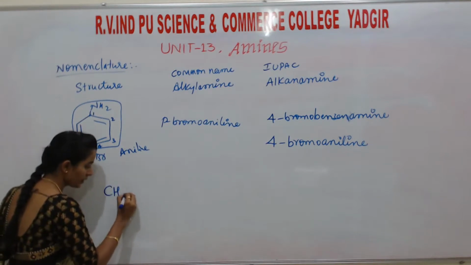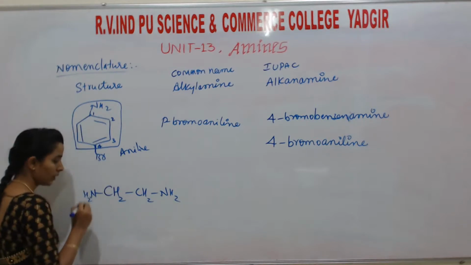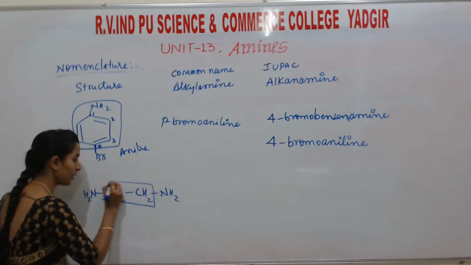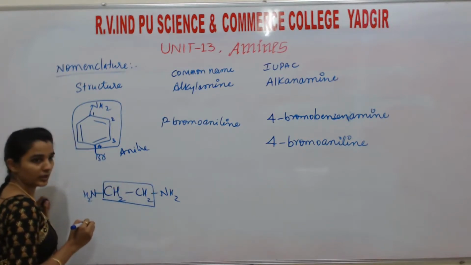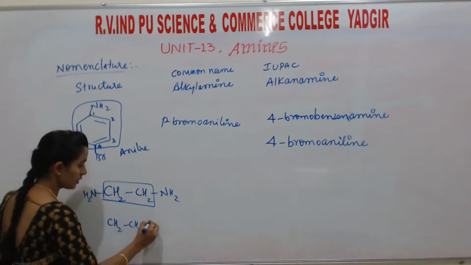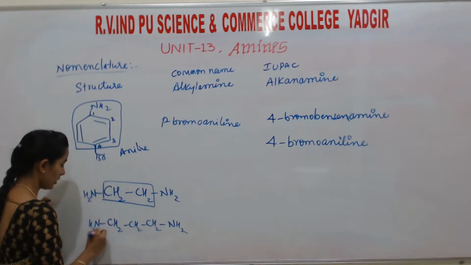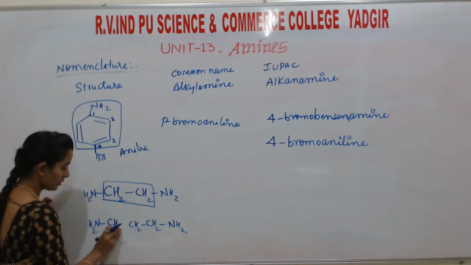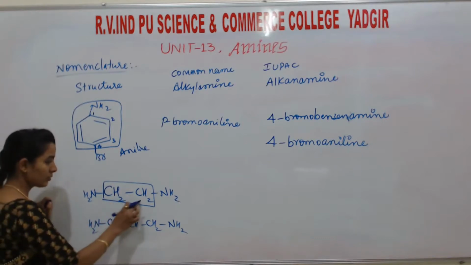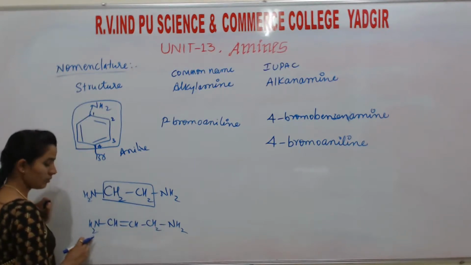So for example, CH2, CH2, NH2, NH2 is there. Here two amines are there. Correct? And this is the parent chain. Understand? So here you consider this and CH2, CH2, NH2, NH2, and CH double bond CH, CH2, NH2, NH2.